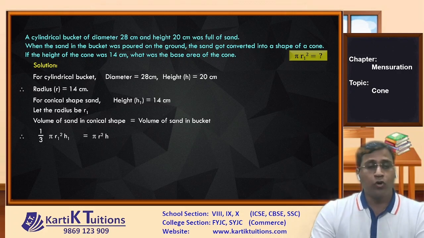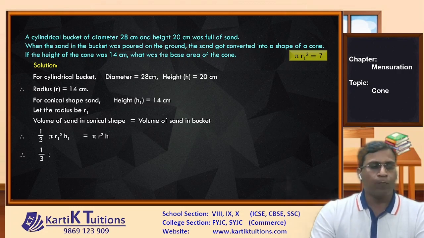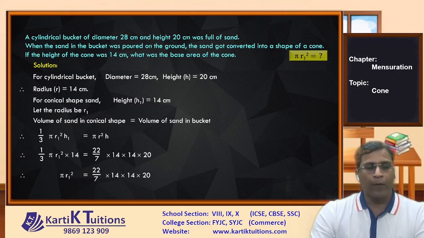Now see, as I told you, we are going to find the value of pi r1 square. Why? That is the area of base. तो हम लोग पाई पाई कट करेंगे नहीं. So here I will write this 1 upon 3 into pi r1 square into h1 that is 14 is equals to ये पाई का वैल्यू लिखेंगे that is 22 upon 7. r कितना दिया है 14. So 14 into 14 into 20. Now I repeat, since we have to find the area of base, I am not substituting the value of pi on left hand side. So we get pi r1 square is equals to 22 upon 7 into 14 into 14 into 20 into 3 upon 40.